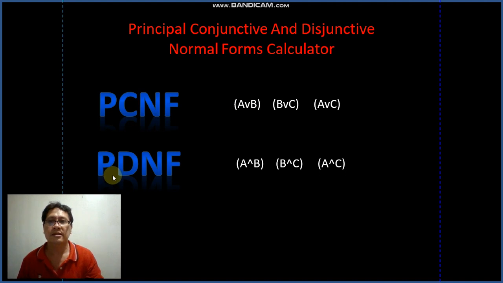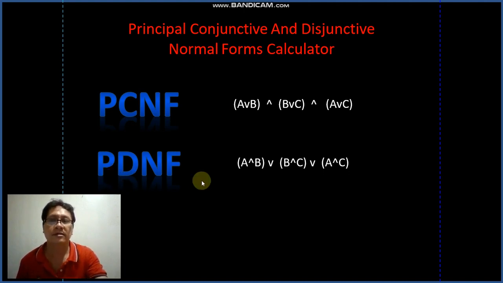The same applies in PDNF, which you can see in our next slides. Here are the three groups, and the opposite of disjunction is conjunction, placed in between these three groups. That is the use of the principal conjunctive and disjunctive normal form calculator. Let us proceed now with the program.